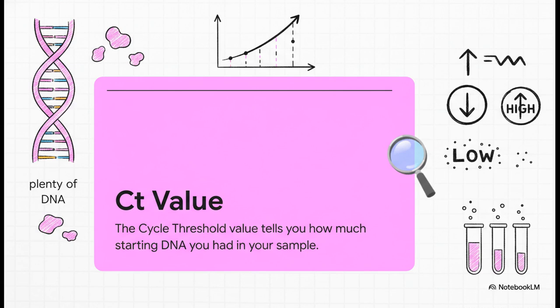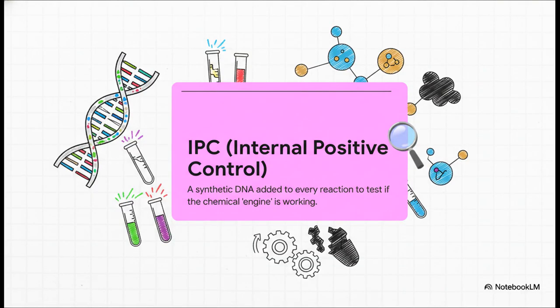A low CT value means you had plenty of DNA to work with. A high CT means you were starting with a teeny tiny amount. It's your baseline. It sets your expectations. Next, and listen, this one is absolutely critical, is the IPC, or internal positive control. This is a little piece of synthetic DNA that we add to every single reaction. It's not human, so it won't mess with your profile, but it uses the exact same chemistry. So if the IPC works, you know your PCR engine is running perfectly. If it fails, well, you know you've got a poison, an inhibitor, in the tube.